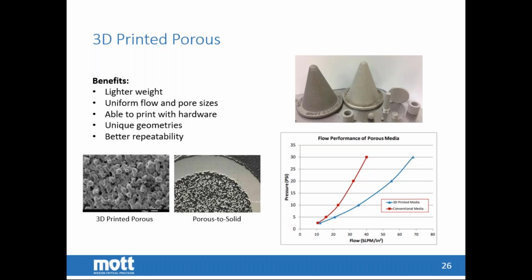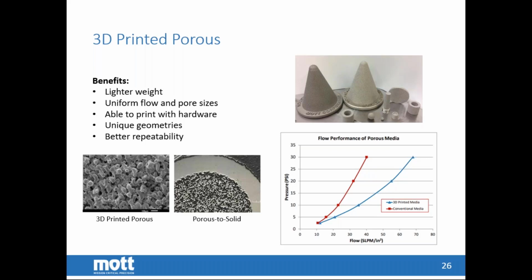A couple other real advantages here are the fact that you can print solid hardware to the porous, and you don't need to use methods of attachment like welding or pressing. You make a homogeneous product, and you have solid and porous together. One last thing that's really unique about the 3D printed process is that you get really consistent density throughout the porous.